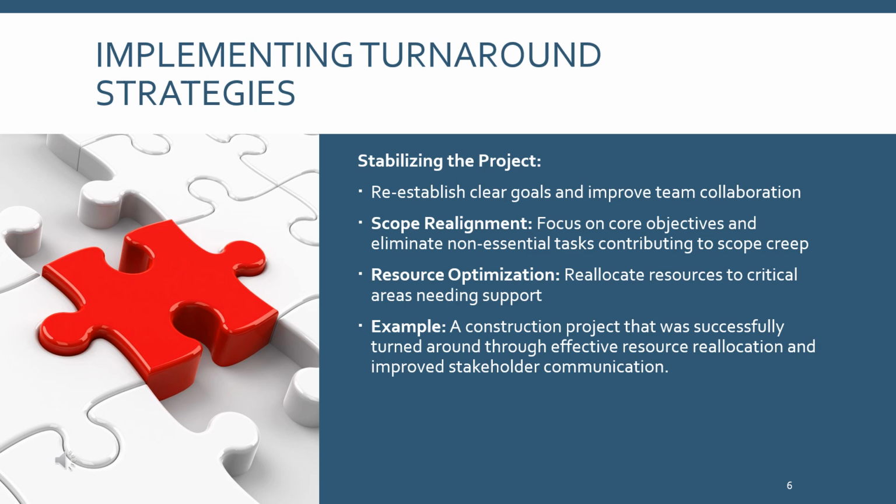Re-engaging stakeholders is also crucial during this phase. It's important to maintain open lines of communication with stakeholders, providing regular updates on the project's progress and any adjustments being made. By keeping stakeholders informed and involved, you can rebuild their trust and support, which is essential for the successful implementation of the turnaround strategies. Ultimately, the goal of these strategies is to stabilize the project, regain momentum, and guide it to a successful completion.